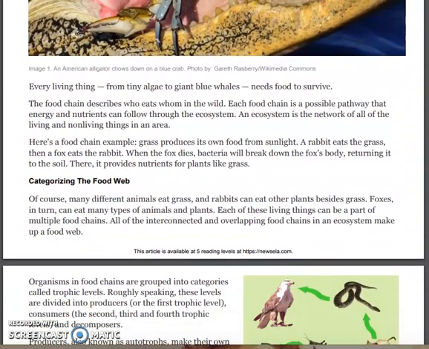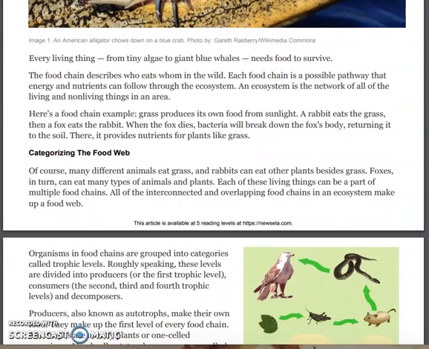Every living thing, from tiny algae to giant blue whales, needs food to survive. The food chain describes who eats whom in the wild. Each food chain is a possible pathway that energy and nutrients can follow through the ecosystem. An ecosystem is the network of all the living and non-living things in an area.